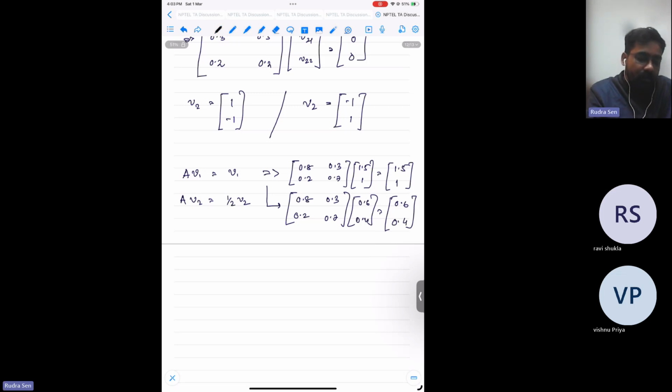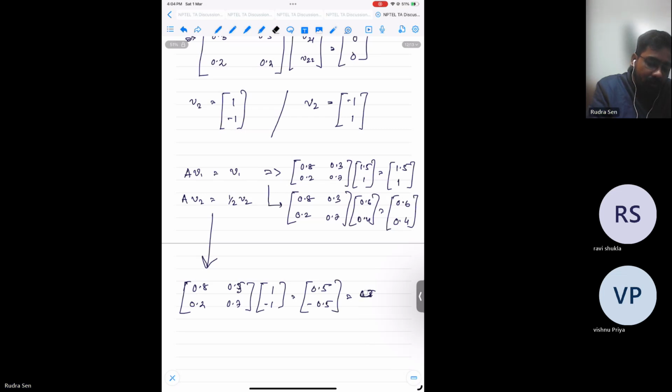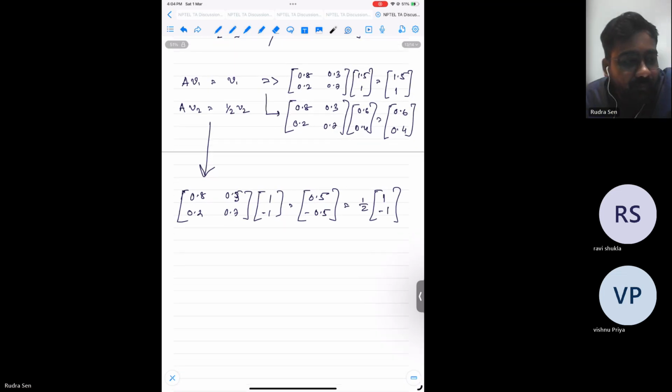So that means this is the eigenvector. And if we do the same thing over here, 0.8, 0.3, 0.2, and 0.7, multiplied with 1, minus 1, what do we get? 0.8 minus 0.3 is 0.5, and 0.2 minus 0.7 is minus 0.5, which is half multiplied with this vector, right? We get a similar result. So these are basically the eigenvectors and eigenvalues.